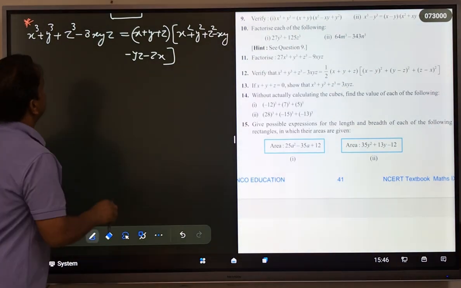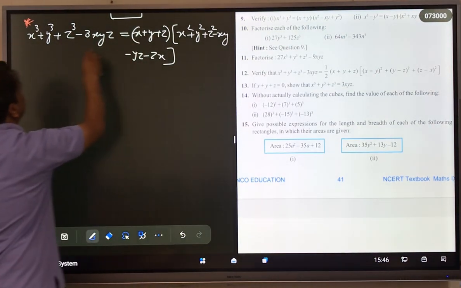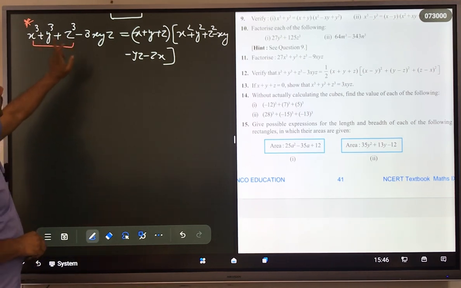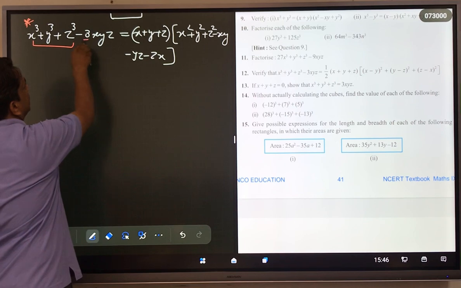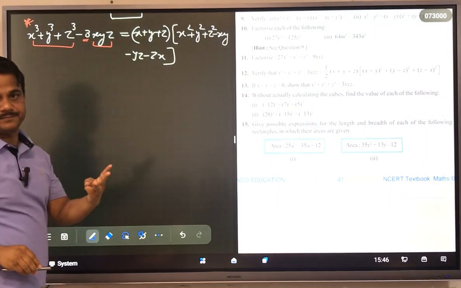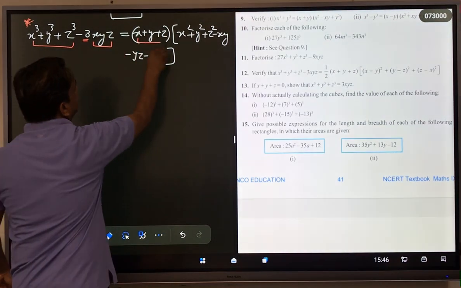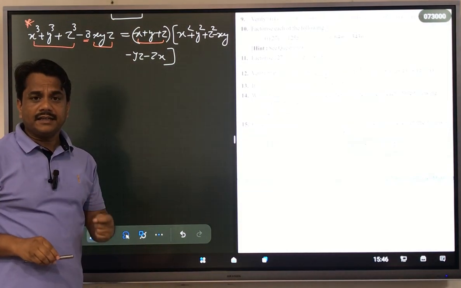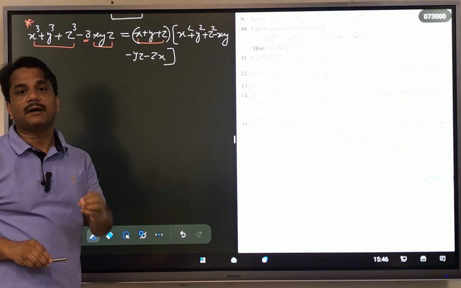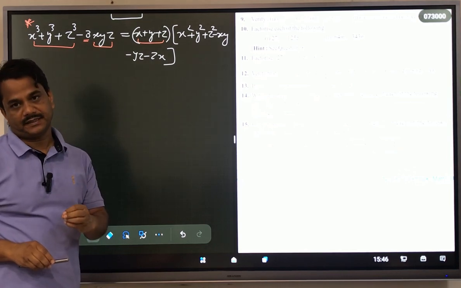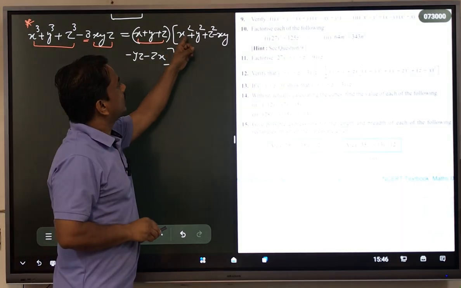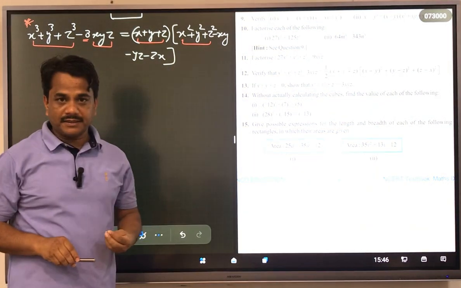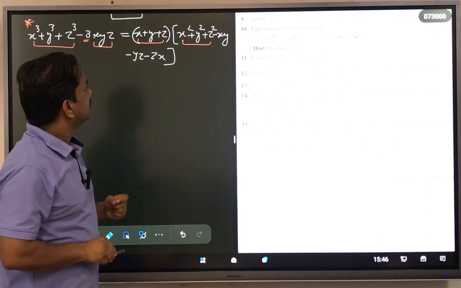So some more important cases can also be given for this. Look, this expression is called the sum of cubes. And this is called 3 times the product of these three quantities. This is called the linear sum. Why am I calling it linear sum? Linear sum means their single power has been used here. And here it is x square, y square, z square. This is called the quadratic sum. Quadratic sum means the sum of second powers.